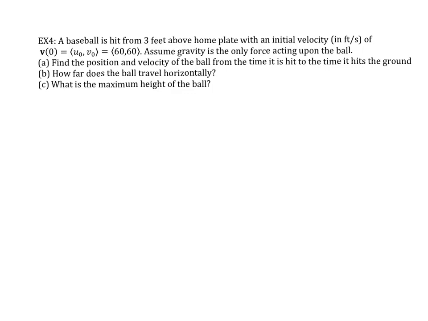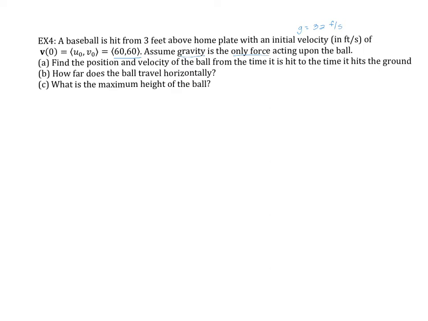Let's apply this idea to a baseball hit from 3 feet above home plate. So it has initial velocity, and in this case the velocity is in feet per second. So if the velocity is in feet per second, then the gravity that we're going to be using is 32 feet per second squared. So we have this initial velocity, and this is two-dimensional space, so it's 60, 60. Gravity is the only force acting upon this ball.